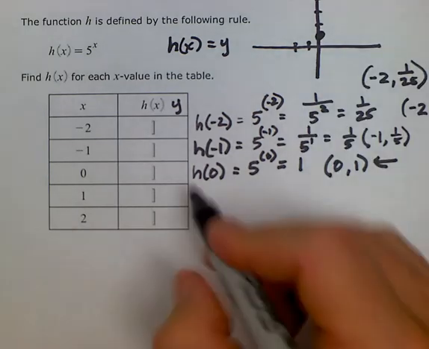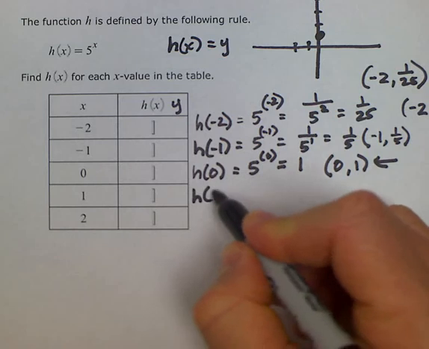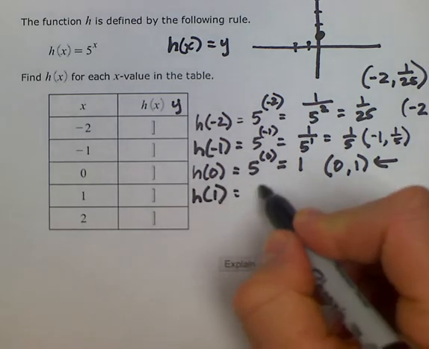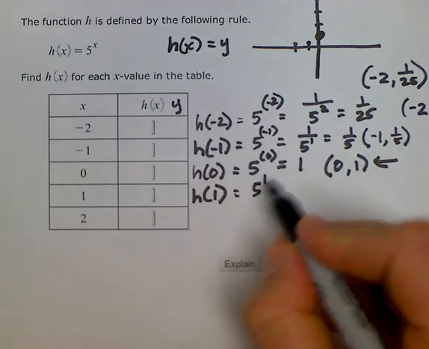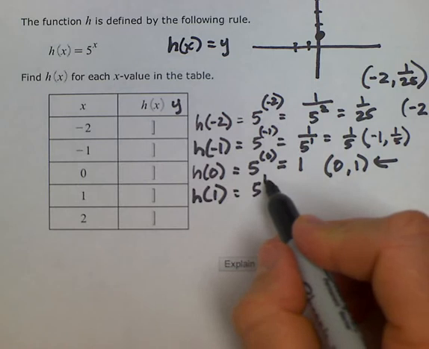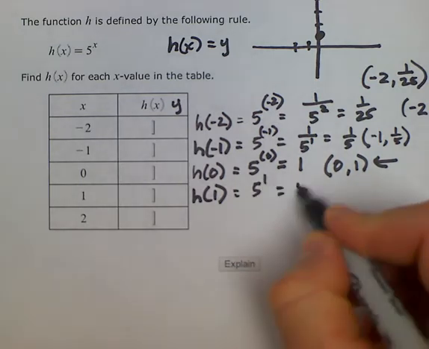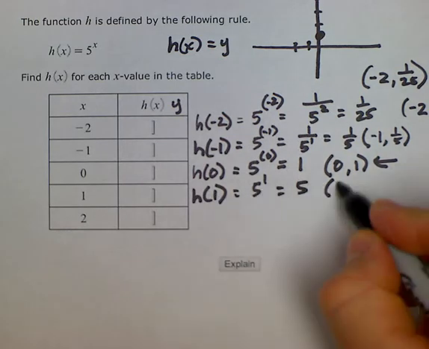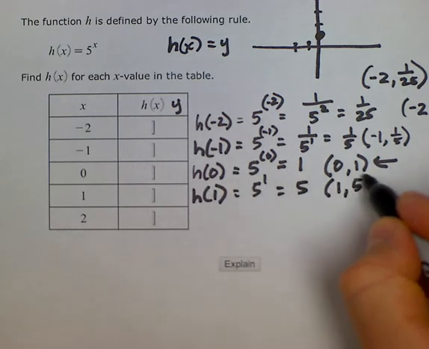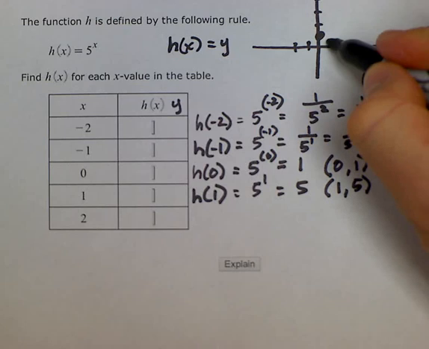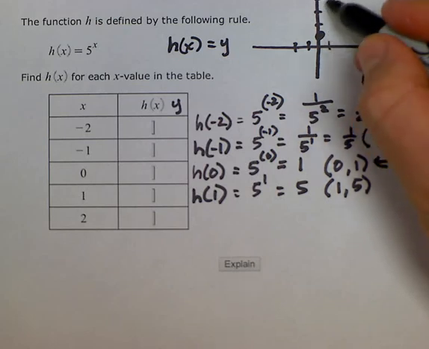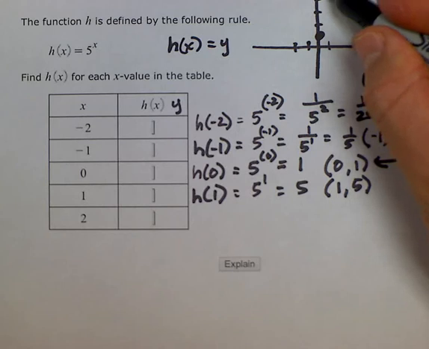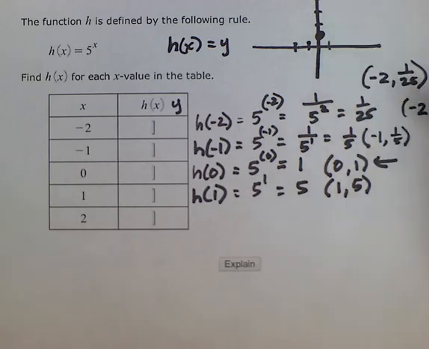And then h of 1, when x is equal to 1, what is our y value? Plug in 1 for our x variable. 5 to the 1 is just 5. So we would have the coordinate 1, 5. When x is 1, y is equal to 5. So that would be 1 over, 1 up, 2, 3, 4, 5. And you see how it starts to jump because it increases exponentially.